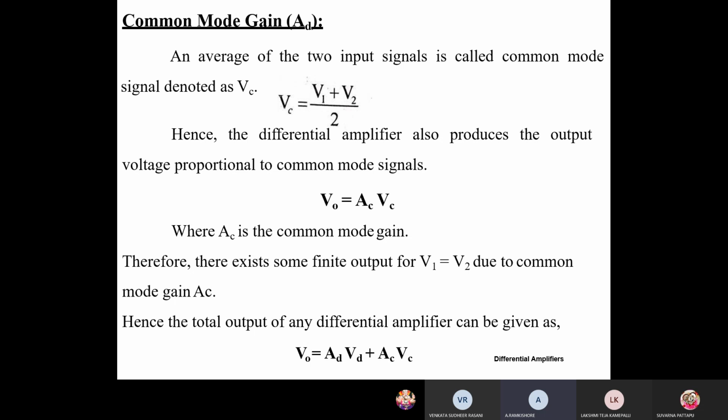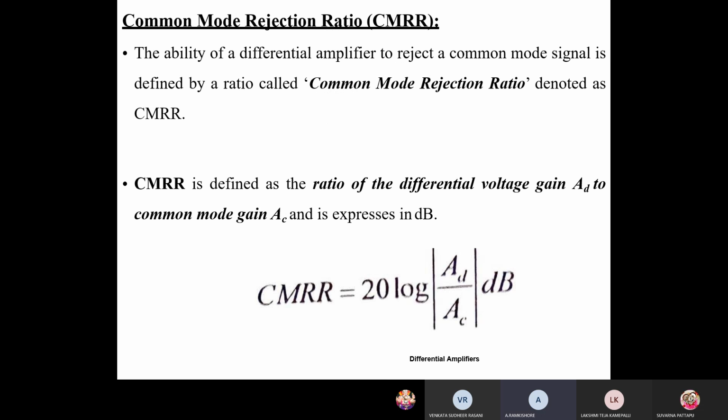So hence the total output voltage is V0 is equal to AD into VD plus AC into VC. Whenever we add the two terms from the output of the differential amplifier, we get both the differential mode gain and voltage and the common mode gain and voltage. Then we get the total output of the differential amplifier. Clear. So next one, CMRR.